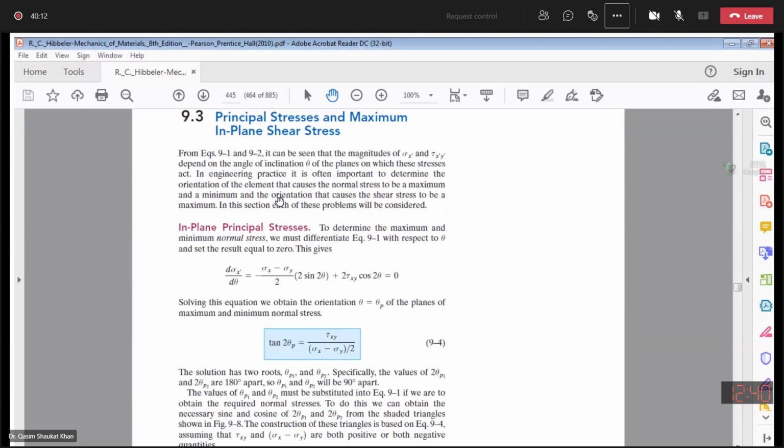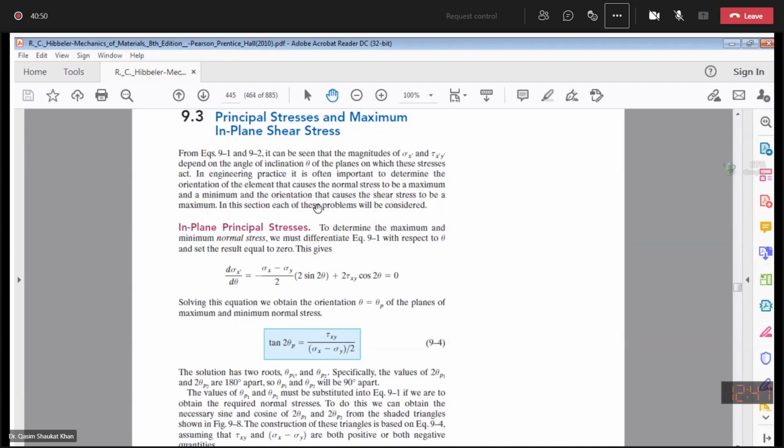In engineering practice, it is often important to determine the orientation of the element that causes the normal stresses to be maximum and minimum. So now our target is to determine the value of theta, the orientation of the element that will cause the normal stresses to be maximum and minimum. Maximum normal stress is your major principal stress, and minimum normal stress will be your minor principal stress, and the orientation that causes the shear stress to be maximum.